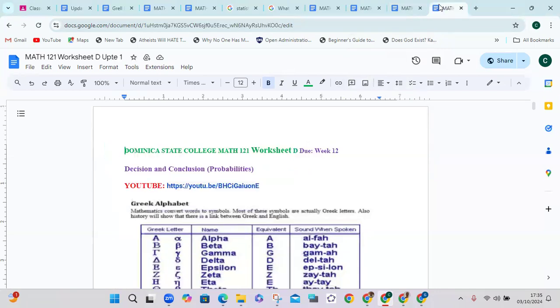And worksheet D is also for decision and conclusion, specifically probabilities, which is due week 12. So by engaging with worksheet D, you're going to learn about probabilities. Probabilities is very important because it helps you measure, it helps you numerically and objectively analyze what is probable, because we all live in a probabilistic reality. We have no idea what's going to happen in the next second. It's through faith and through historical values that we can have an idea of what's going to happen next.